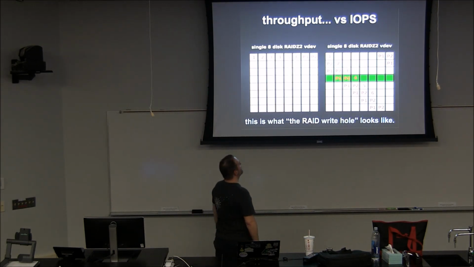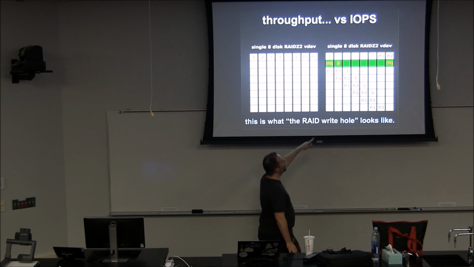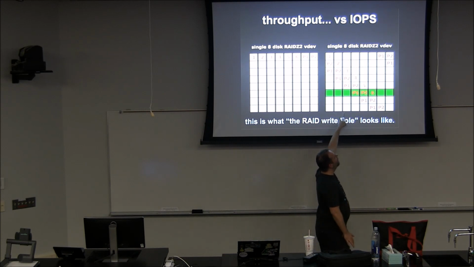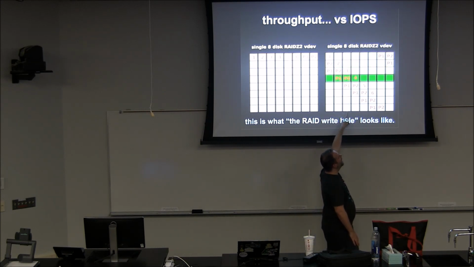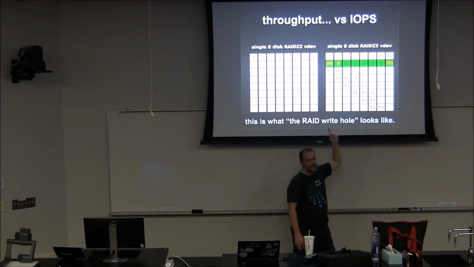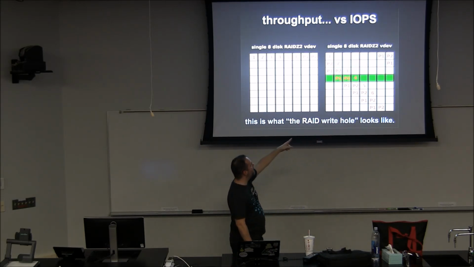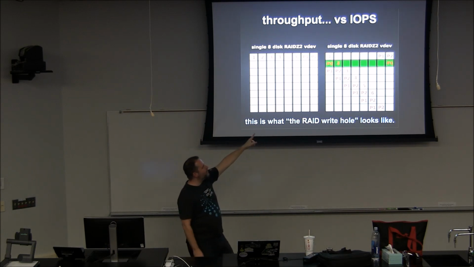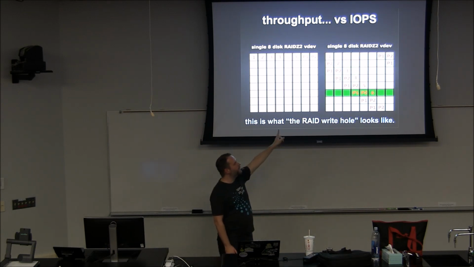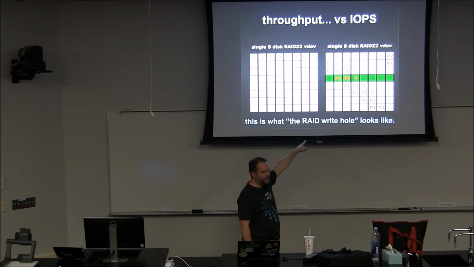Now we look at throughput versus IOPS. This is what happens when that data isn't all on one stripe. You've got to light up all these 6 different stripes, and each time you have to light up every single disk in the array to read each one of those stripes. So you're actually only performing as fast as you would if you only had one disk.